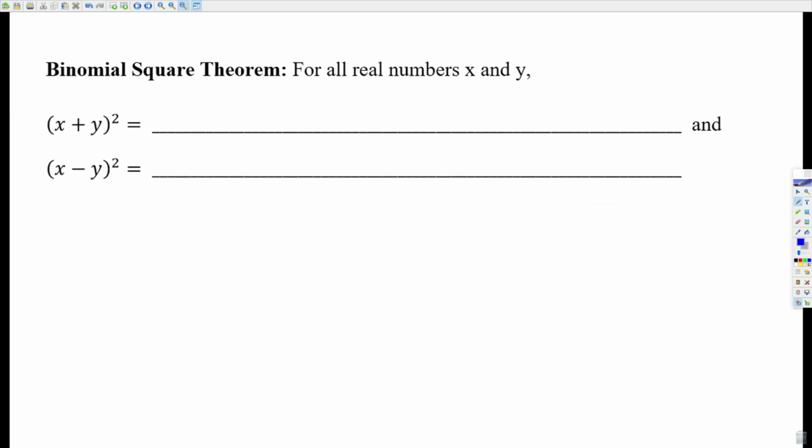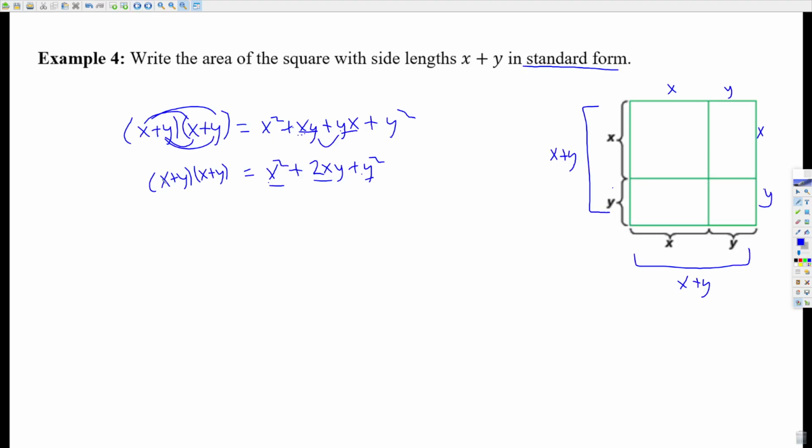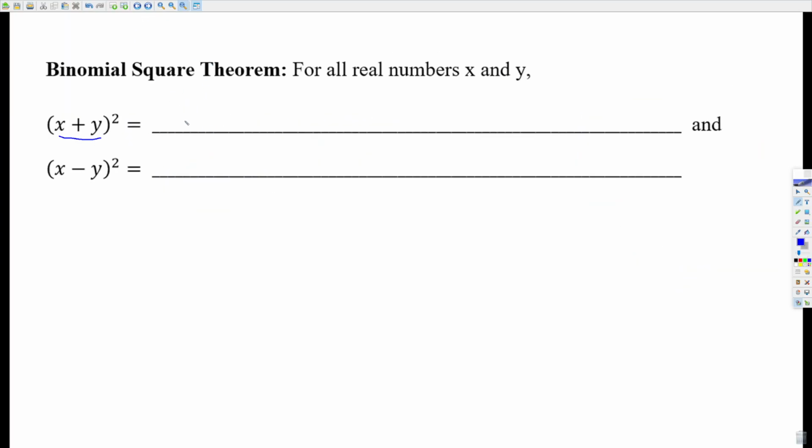So we already have one of our fill in the blanks down here. This is the same thing. If you see x plus y being squared, that is what we just did. This means the same thing as x plus y, squared, because there's two of them, so that means it's being squared. And so we just did this answer. The answer we got was x squared plus 2xy plus y squared.